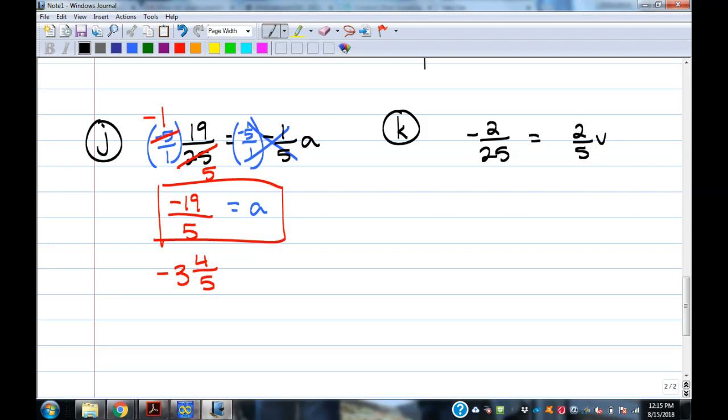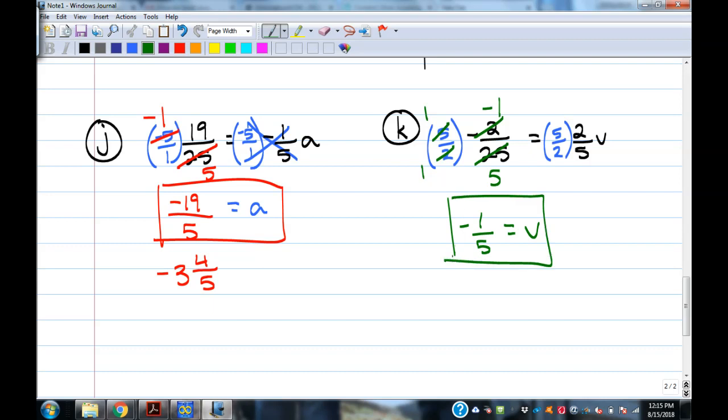Now make sure when you're doing this, the one that's got the letter is the one you're gonna move and flip, not the other one. So I'm gonna flip 2/5 and make 5/2. And multiply those. Well, I can get cross canceling on both of them. 5 goes into itself once and into 25 five times. 2 becomes -1 and 1, and then across is -1/5. -1/5 is what we should get.